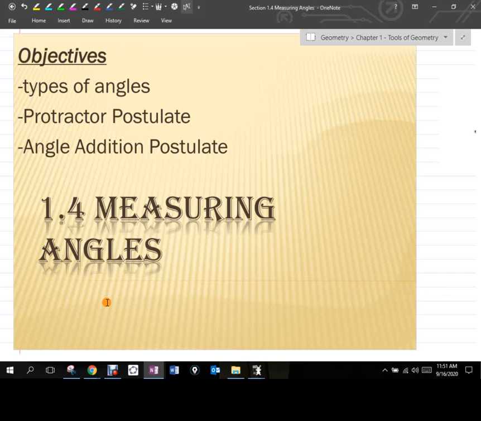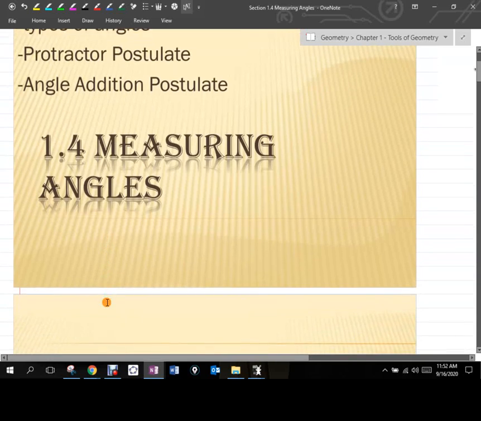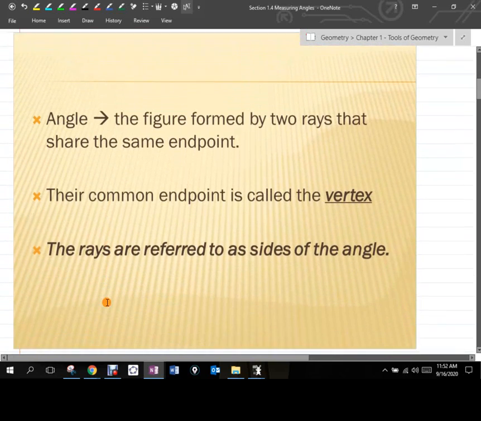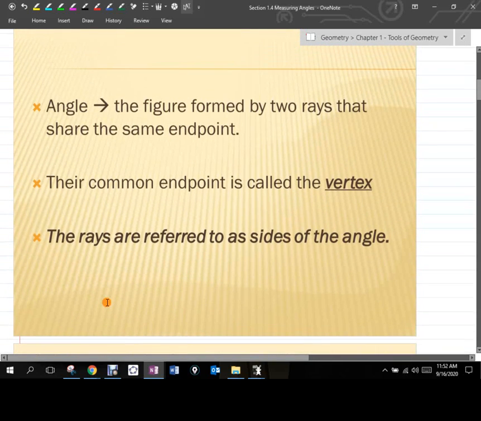This section parallels a lot with section 1.3. If you think about 1.3, we had the ruler postulate, which allowed us to measure distances. Here we have the protractor postulate, which is the device that we use to measure angles, right? In 1.3, we had the segment addition postulate, which allowed us to add segments together. Here we have the angle addition postulate, which allows us to add angles together. Okay, so there's a very similar contrast between the things that are going to occur in this section compared to the last one.